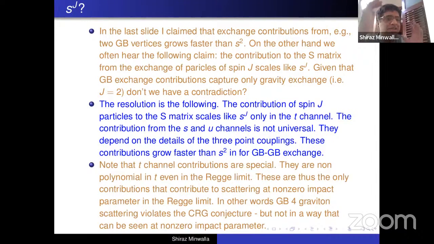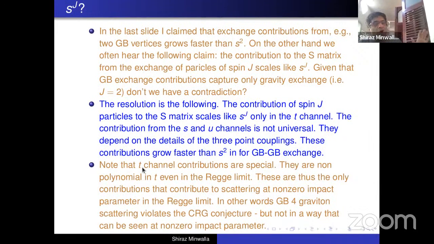Okay. Now note that the T channel contributions are special. There's this general fact in S matrix theory that the scattering amplitude in T space at fixed S and the scattering amplitude in impact parameter space at fixed S are related to each other via a Fourier transform. Now, if you've got an amplitude that's analytic in T, it therefore only shows up at zero impact parameter, as a contact term, when you do the Fourier transform, because analytic terms map to contact terms under Fourier transform.